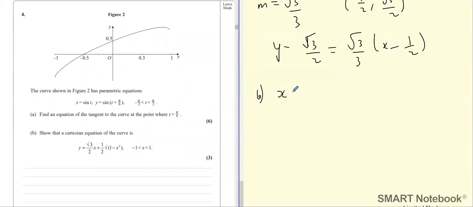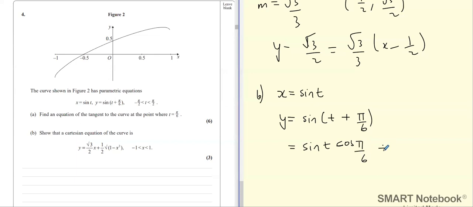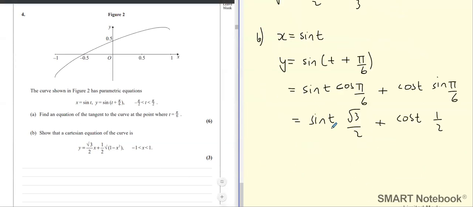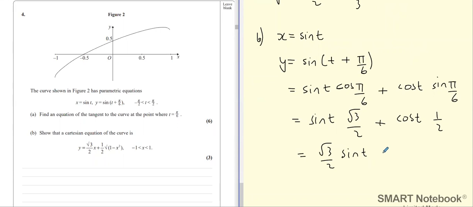X equals sine t. Can't do anything with that as it stands. Y equals sine of t plus pi over 6, or we can do something with that. We can use the addition rule. So we've got sine t cos pi over 6 plus cos t sine pi over 6. And we can simplify that further: sine t multiplied by root 3 over 2 plus cos t multiplied by a half. It's starting to look closer to the thing that we want. I'm just going to write this so that we've got the numbers at the front.